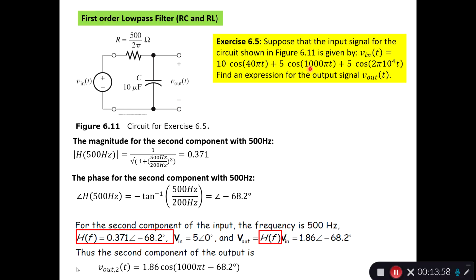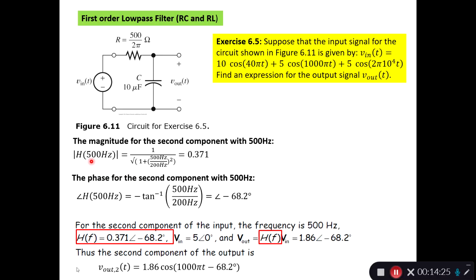The frequency of this one I can find by dividing by 2π, because then I need to have 2π times the frequency times t. So 1000 divided by 2 is actually 500. Then I can find the magnitude and the phase shift in order to later calculate V out.